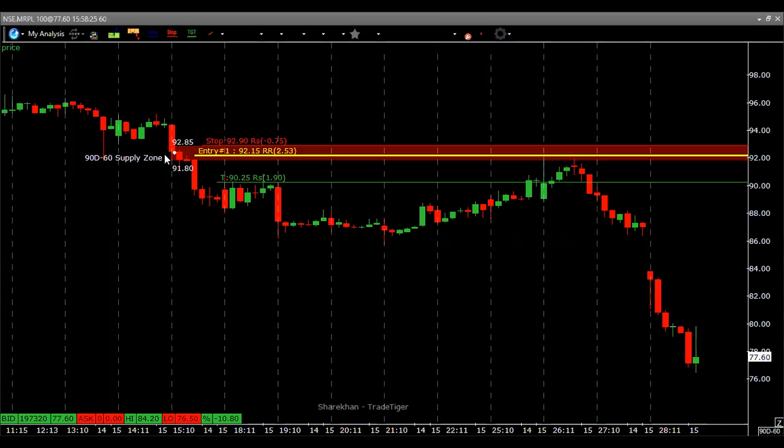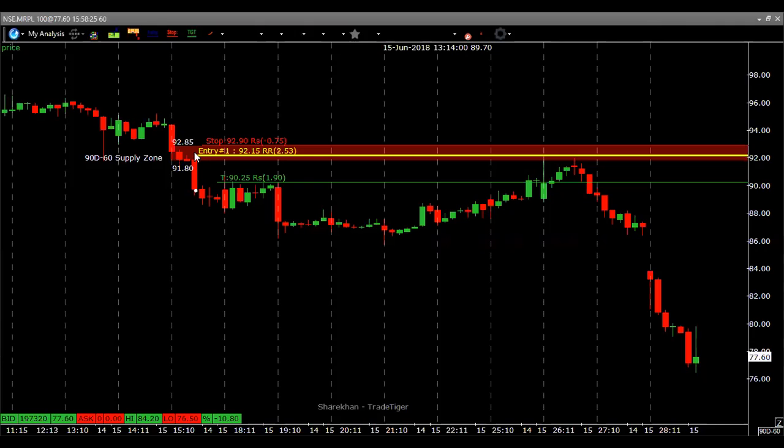So here I had identified an area of supply. Why? Because you saw that prices were moving down. This is an hourly chart. So for 2 hours, you see the price is in a very narrow range. So what happens here is, prices are at equilibrium. So demand and supply are in balance.